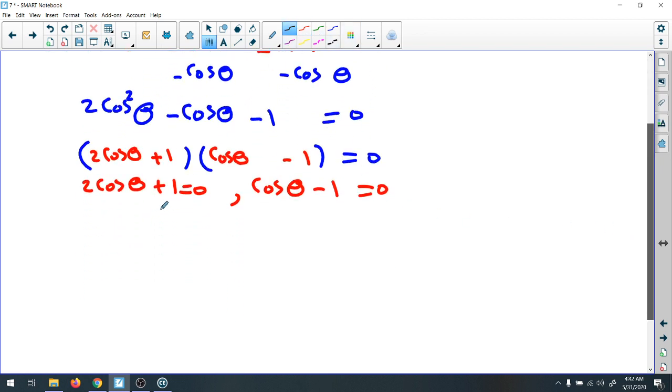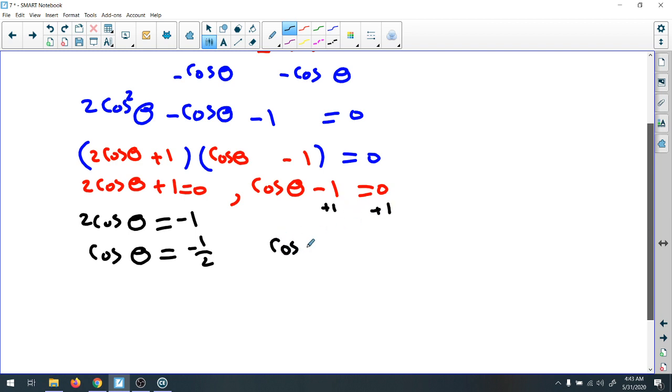So in here, we subtract 1 from both sides. So 2 cosine theta equals negative 1. Then we divide by 2. Cosine theta equals negative half. And here as we add 1, then cosine theta equals 1. And this is our target, by the way. Our target is to solve for theta. We need to find theta.